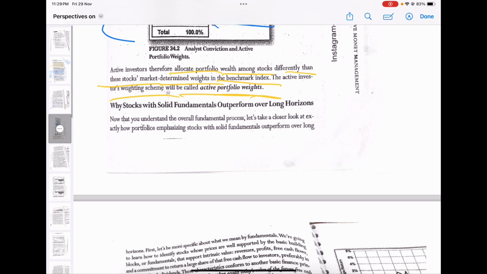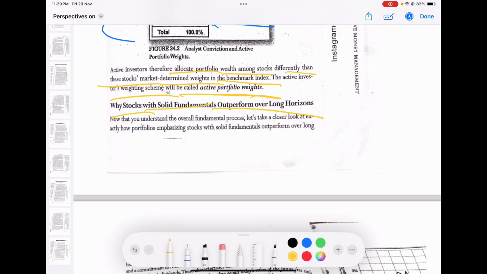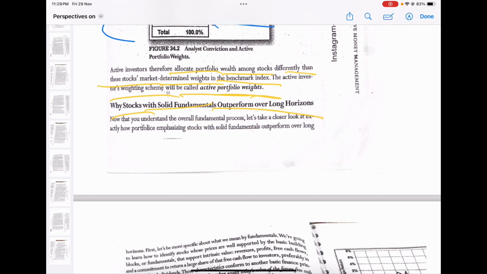Depending on the investment style and depending on the time frame or the time period you are choosing to invest, according to that, naturally, your criteria also change. So why do stocks with solid fundamentals outperform over long horizons? You need to know that technical analysis is extremely good when it comes to the short term, but in the long term you need to have some sort of good fundamentals if you want to hold on to a stock.